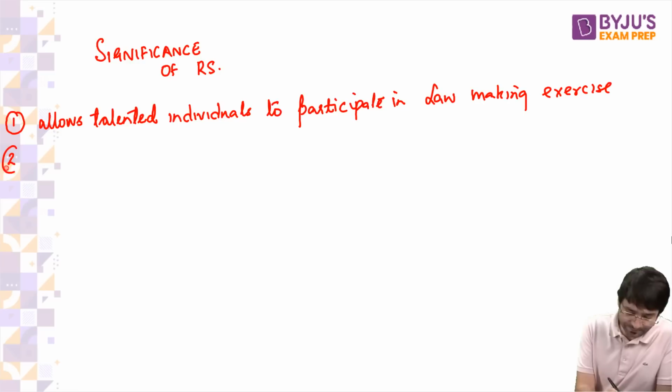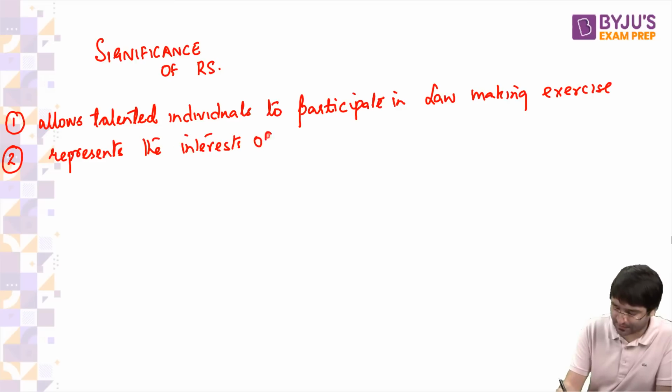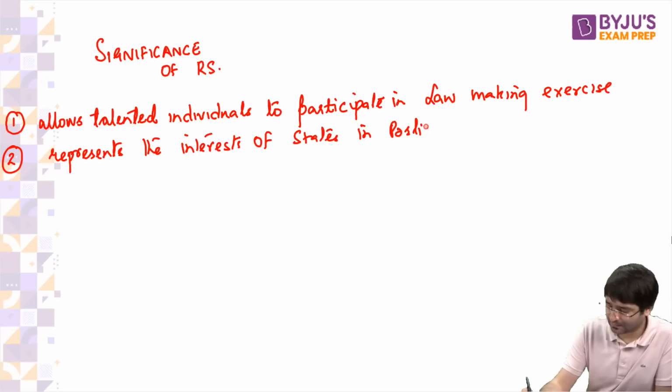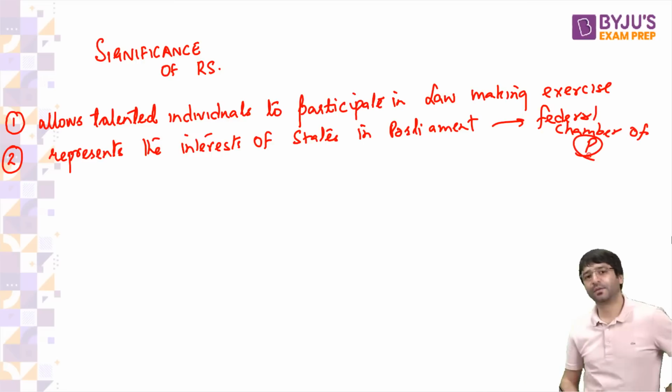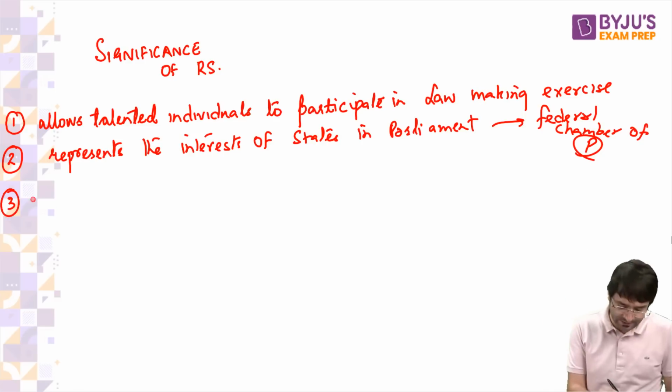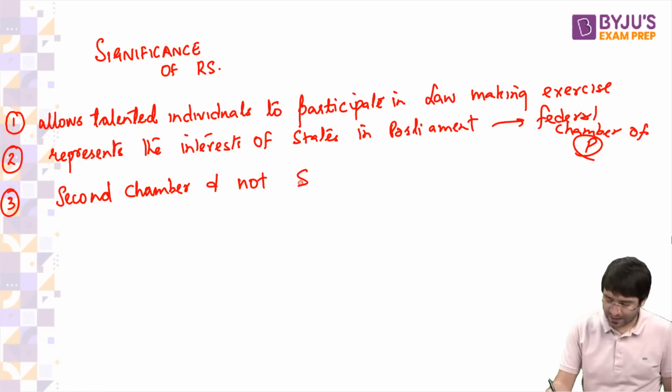Number two, we say it represents the interests of state in parliament, and that is why we call it a federal chamber of parliament. We say Rajya Sabha is the second chamber of parliament and not secondary chamber.